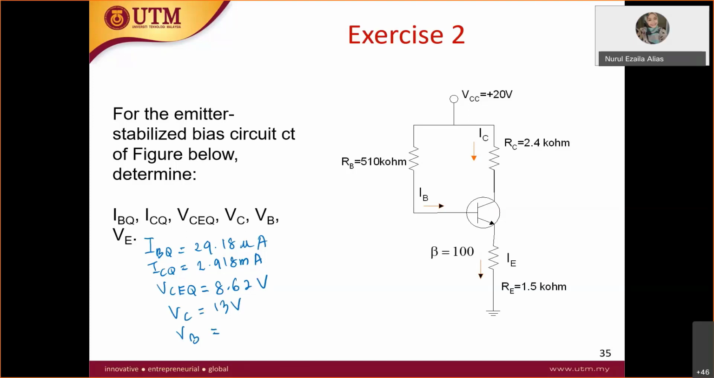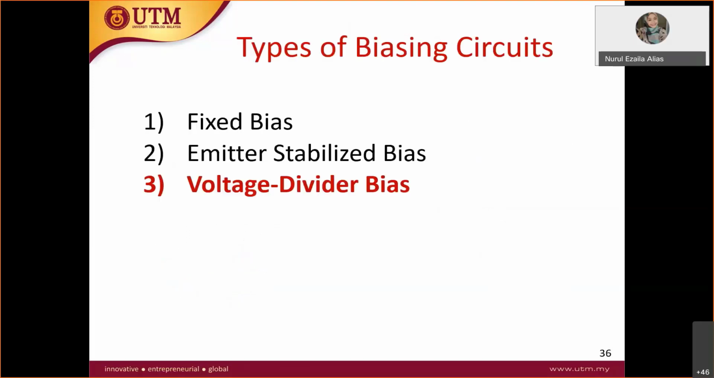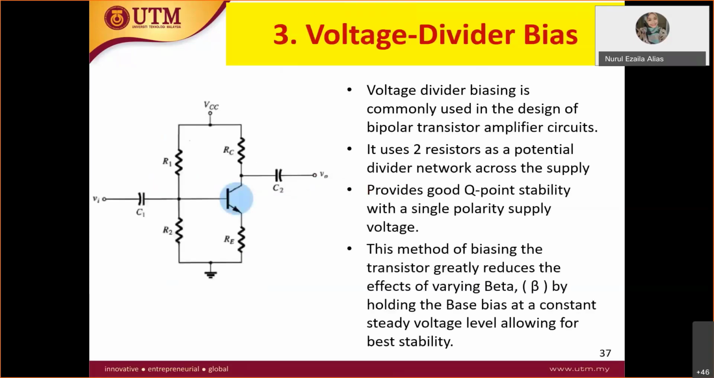All right. So let's take a look at the final type of biasing. I can say this is more complicated. How does it look like? Like this. You have more resistors here, so not only RE. The name is voltage divider. The hint here is that you solve it using the voltage divider rule. Do you still remember the voltage divider rule? Same like Thevenin rule. Quite complicated, where you have R1, R2, RC, and RE.